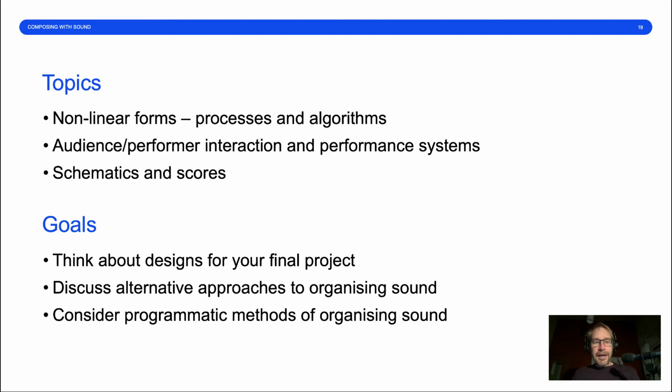Okay, just to recap on where we've been, we've thought about non-linear forms, processes and algorithms, and we've compared traditional ways in the 20th century music literature to achieve these kinds of musical outcomes with processes that are implemented as algorithms in the computer. I've given you an example of an audience or performer interaction performance system. We haven't built any patches around that approach, but you might imagine approaches to doing that.